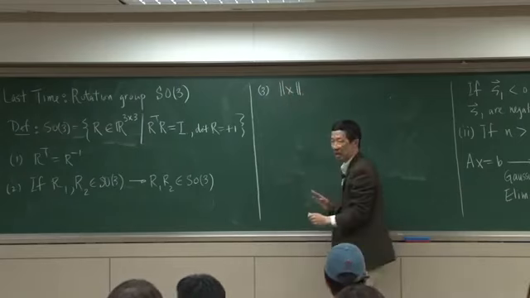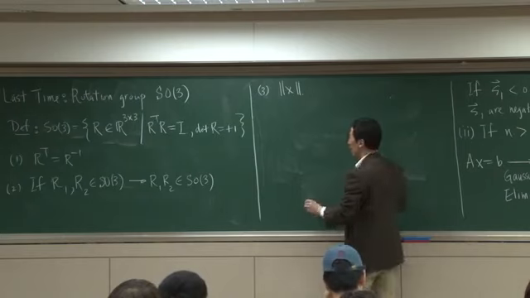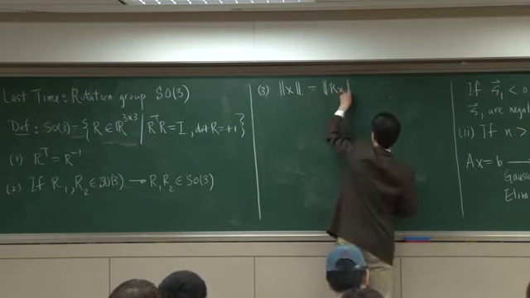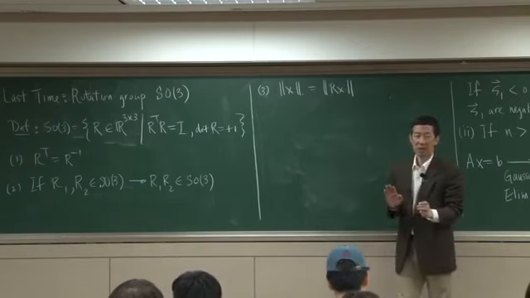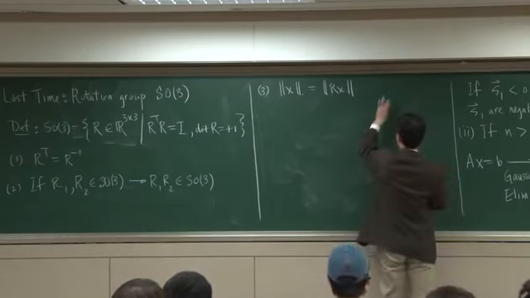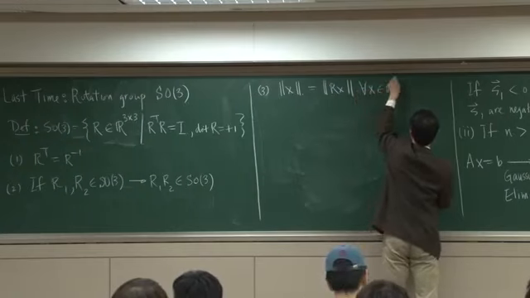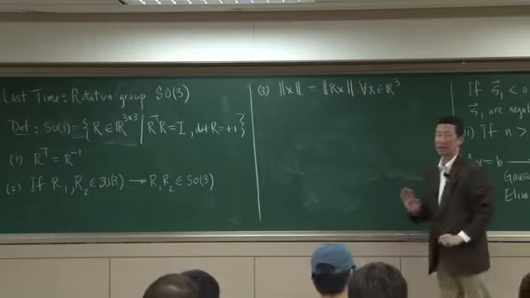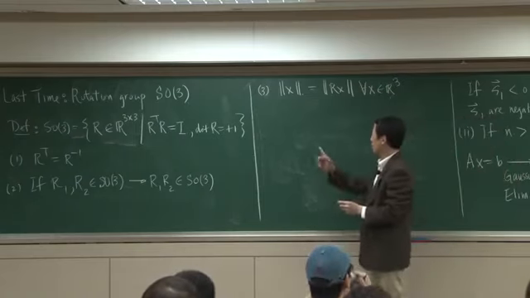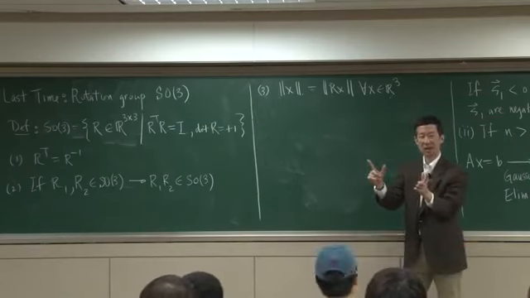If we take a three-dimensional vector x, look at its norm, and then compare that to the norm of r times x, we see that it's the same. This is true for all three-dimensional x. So what this says is that x and rx are always of the same length.